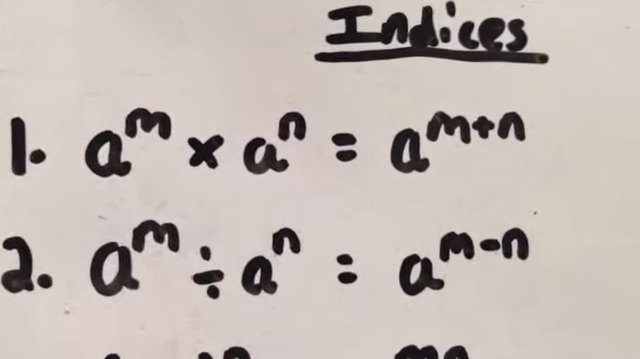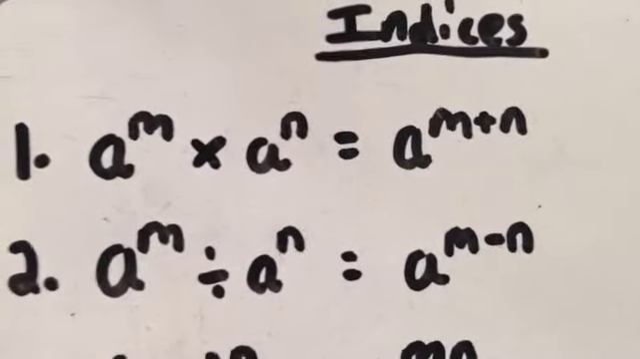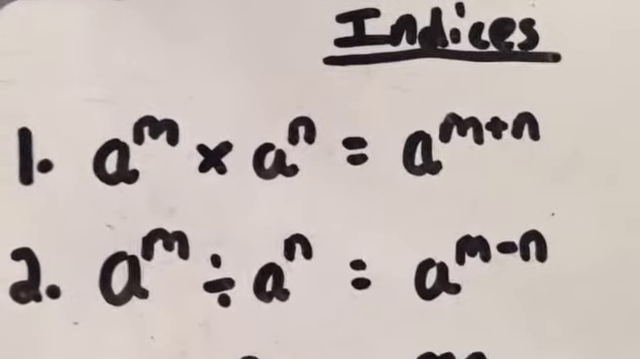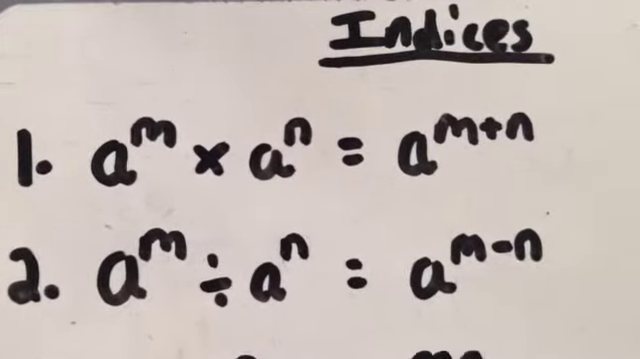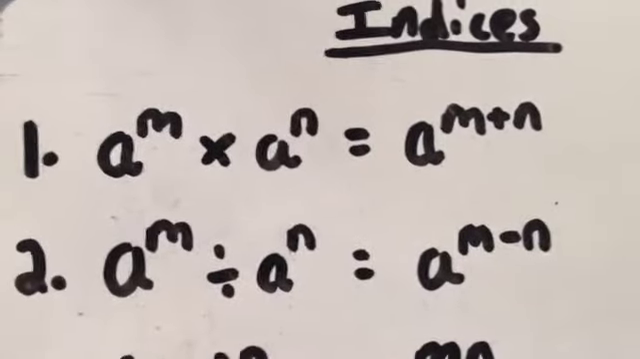Hi, we're gonna just go through the basics of indices. Before we get into any examples, just go through the basic rules to have that grounding, so you can go further and do some examples. So the first rule is multiplying indices.